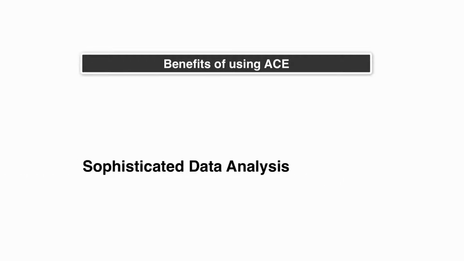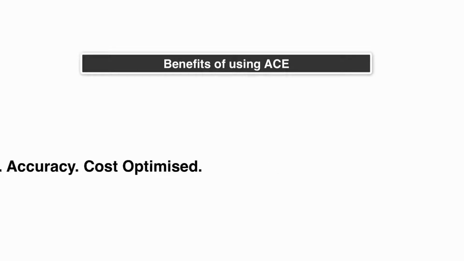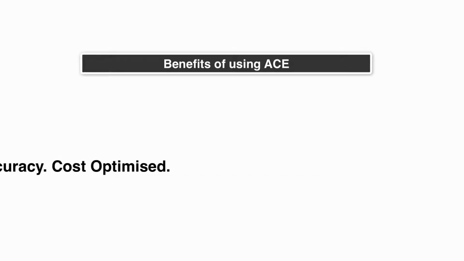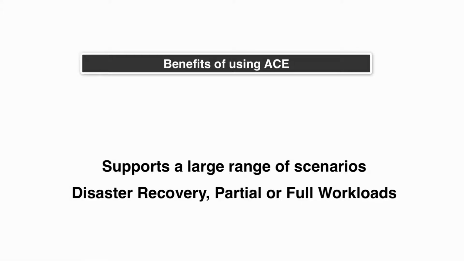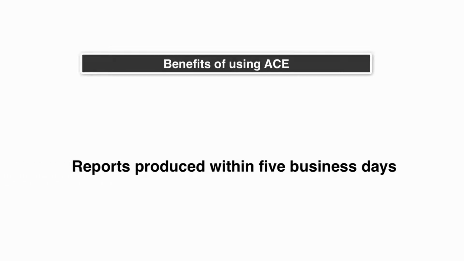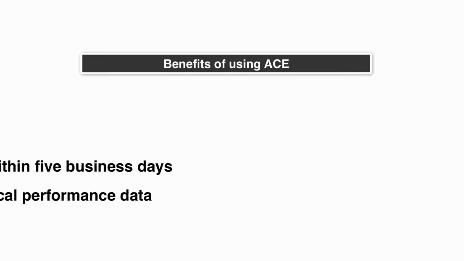The sophisticated data collection and analytics techniques used to produce your cost estimation means that you can make decisions with the confidence that your cost estimations are both accurate and cost optimized. Whatever your plans are to adopt cloud infrastructure services, whether that be disaster recovery, hosting of particular applications, or a full data center migration, ACE can quickly and easily allow you to understand at a high level what your AWS costs will be. All of this is provided in no more than 5 business days, based on 30 days of your environment's historical performance data, meaning you won't have to wait long to take the next step in your organization's cloud journey.